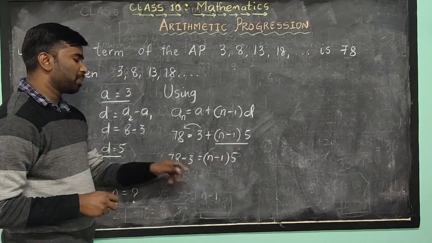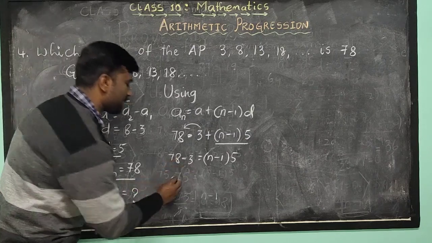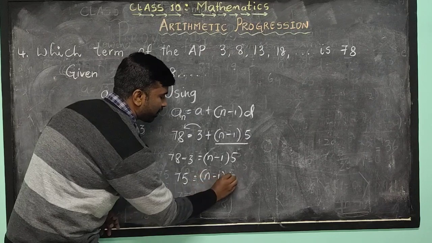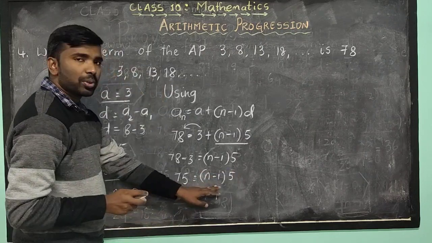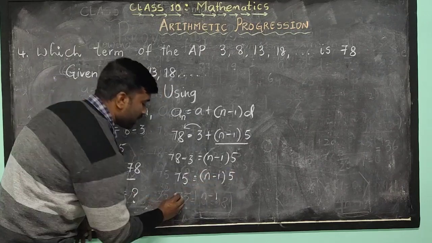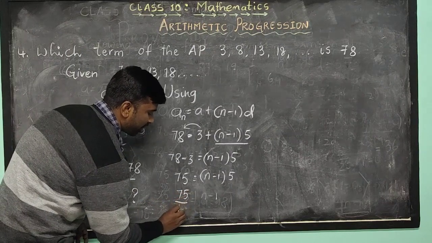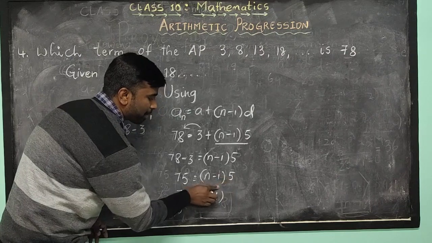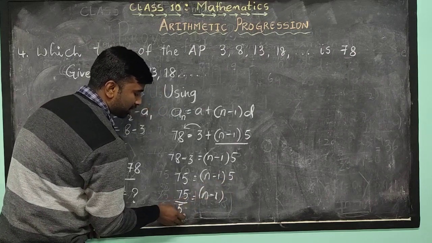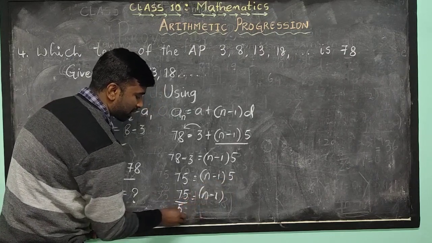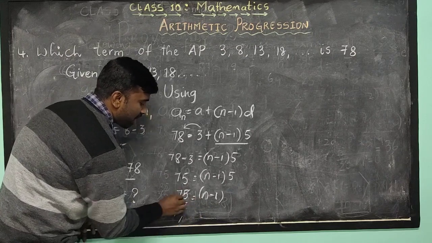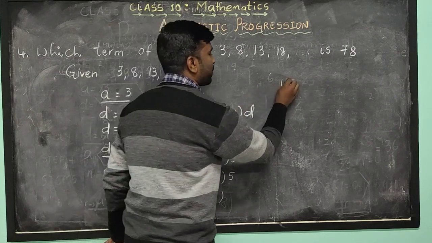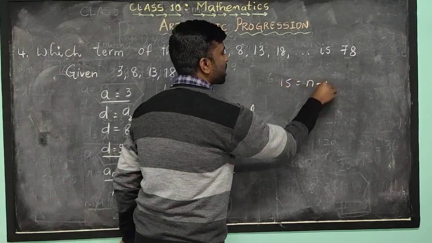Now what is 78 minus 3? 78 minus 3 is 75, which is equal to n minus 1 into 5. Now dividing both sides by 5, I get 75 by 5, which is equal to n minus 1. 5 divided by 5 will cancel out. I get 75 by 5 equals n minus 1. Now 5 ones are 5, 5 threes are 15. The next step is 15 equals n minus 1.